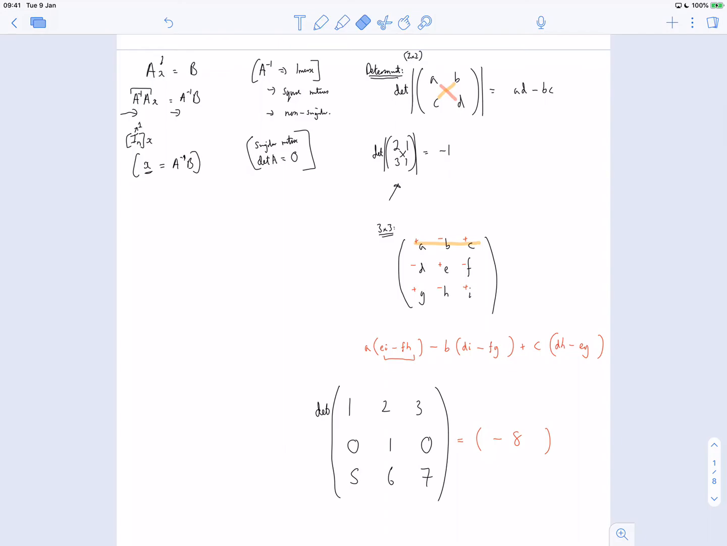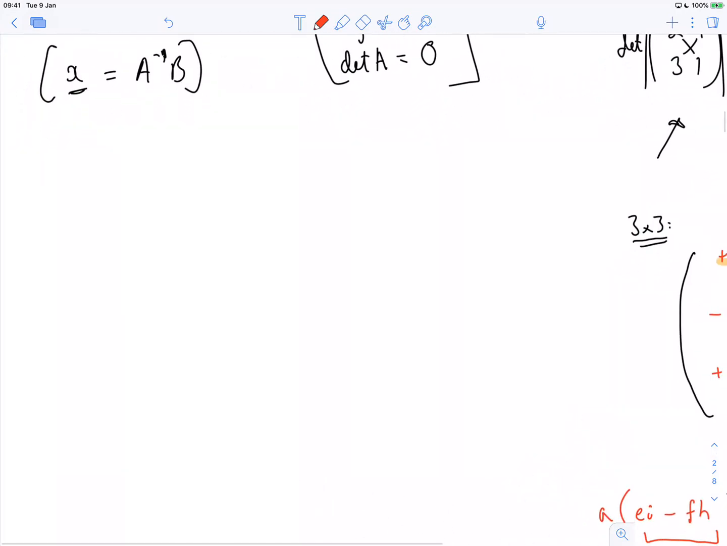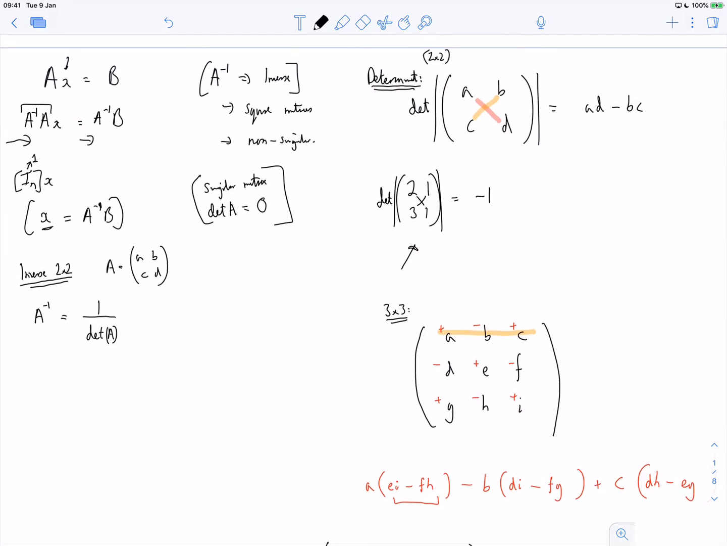How does the determinant relate to the inverse? Well, a bit of a sidestep, because if I want to invert a 2 by 2 matrix, where A is A, B, C, D like that, then the inverse of A is 1 over the determinant of A. So notice how that explains why you can't have an inverse of a singular matrix, because you'd be dividing by 0 at that point, and 1 over 0 wouldn't work.